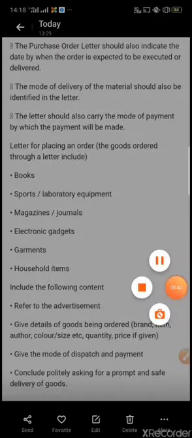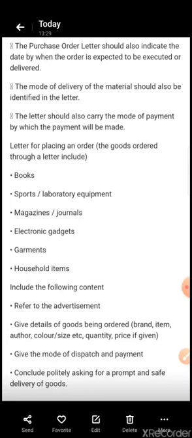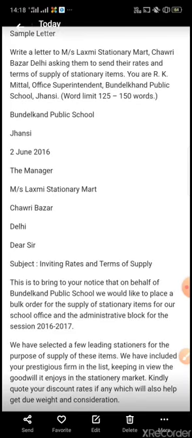Now students, we will discuss one sample letter I have arranged for you. After that I will give you a letter to write also. First we discuss the sample letter. Please pay attention. This is the sample letter.